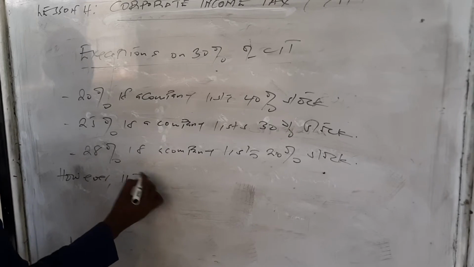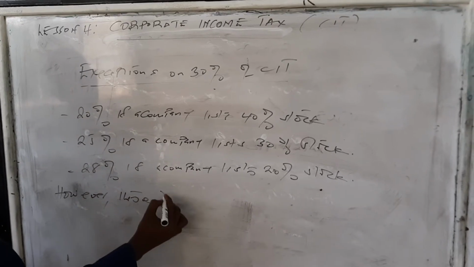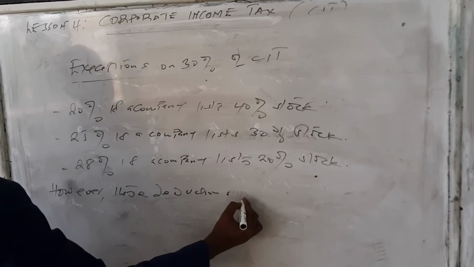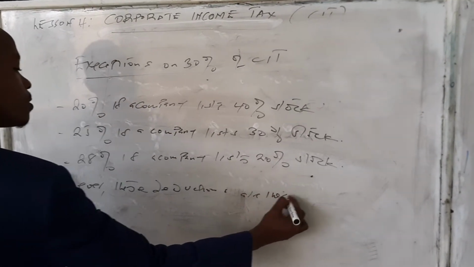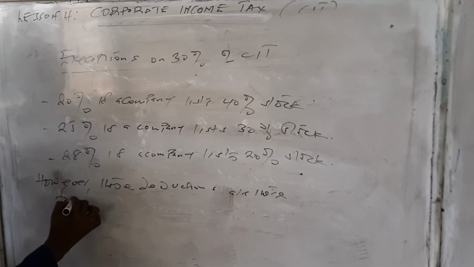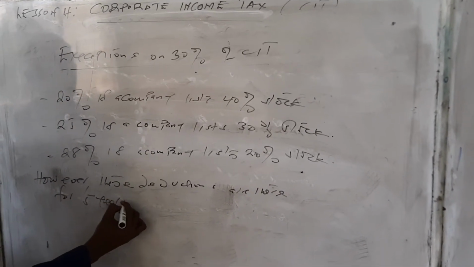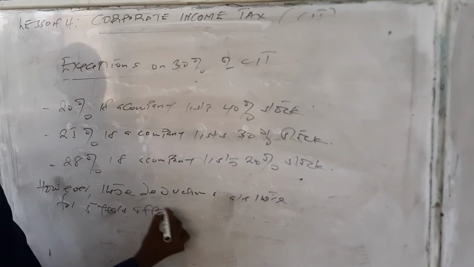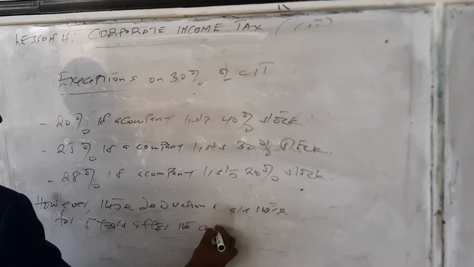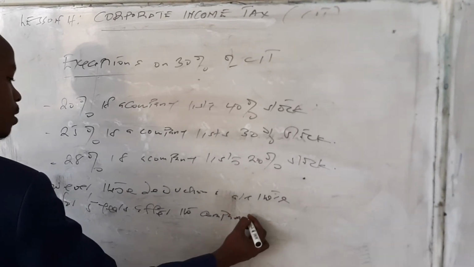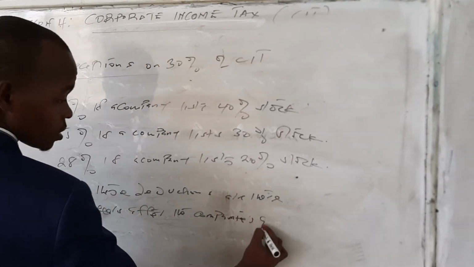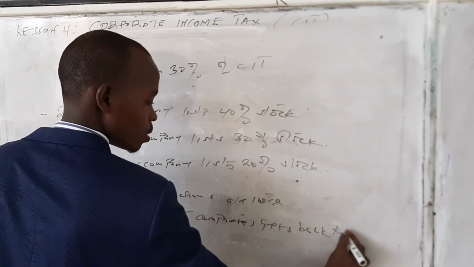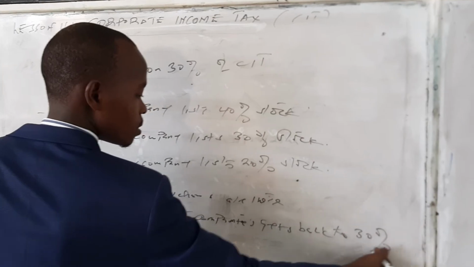However, these deductions are there for 5 years. Just there for 5 years, after which the company gets back to 30%.